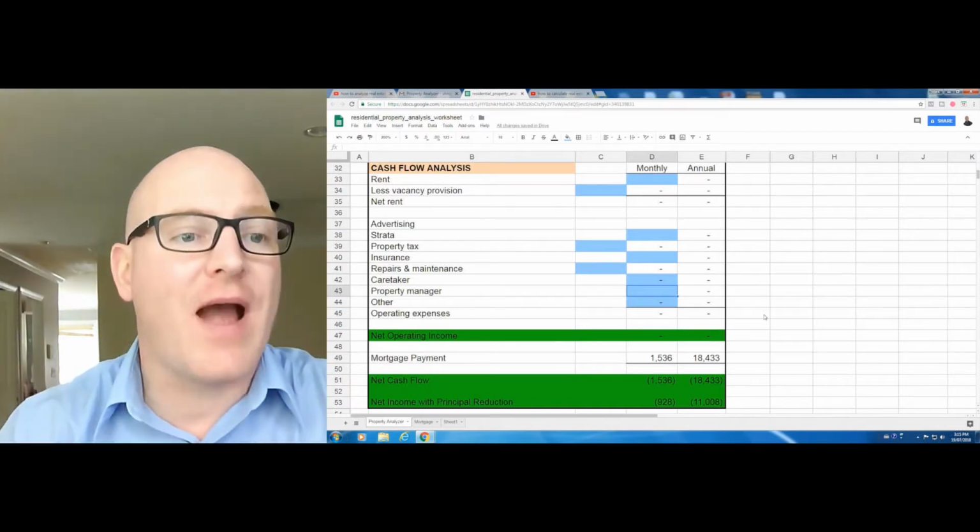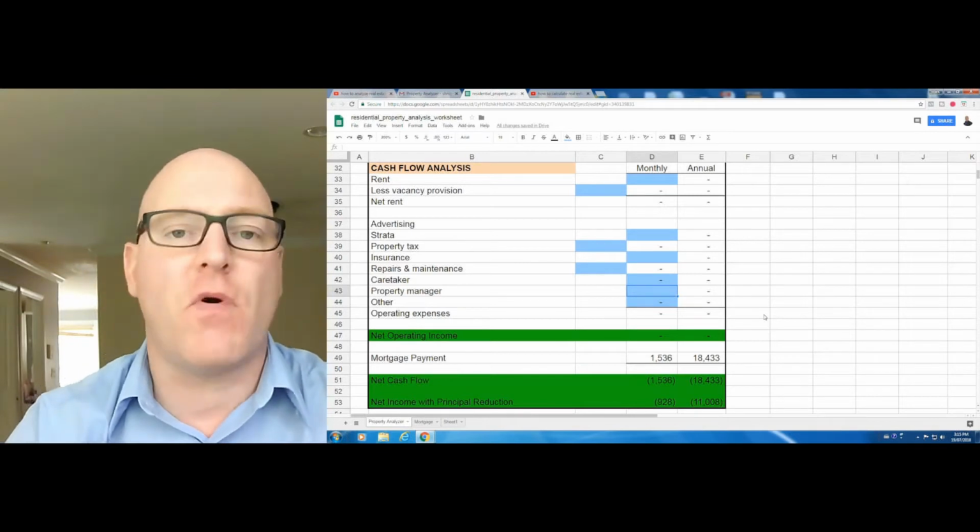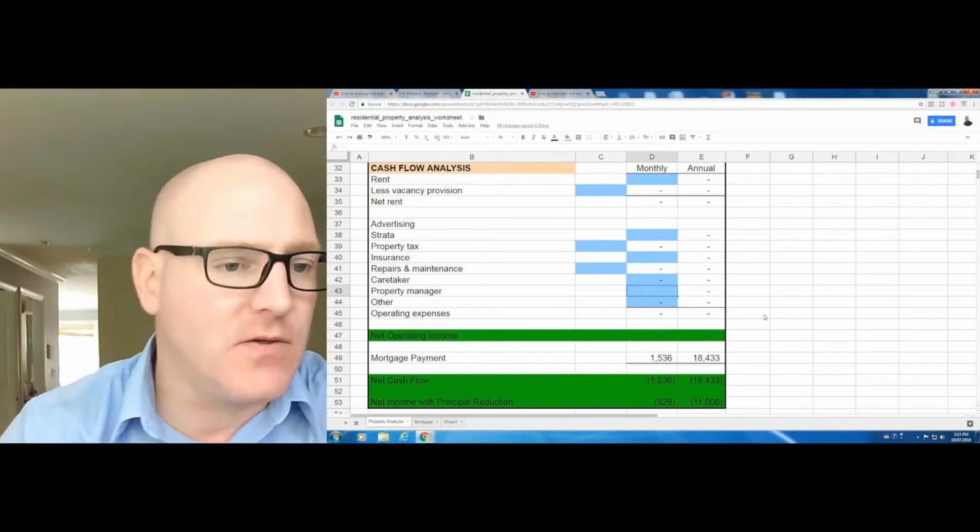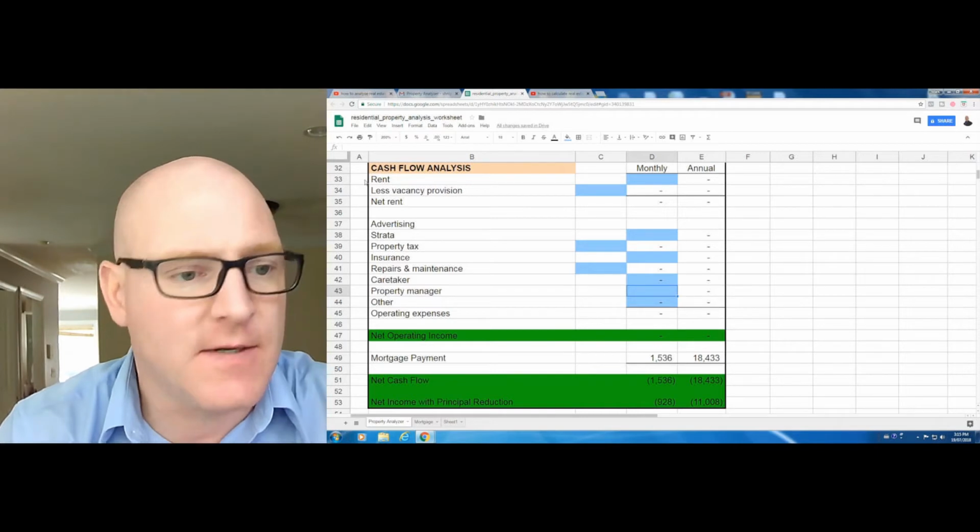Today I just wanted to go through how to analyze a real estate cash flow on a residential property. So as you'll see here, we've got cash flow analysis.